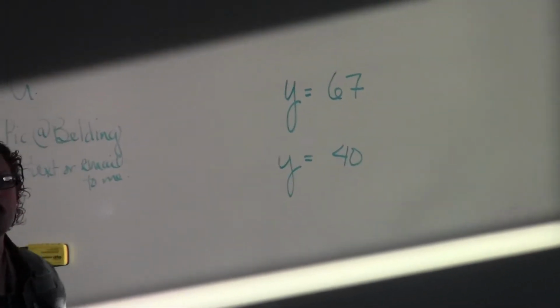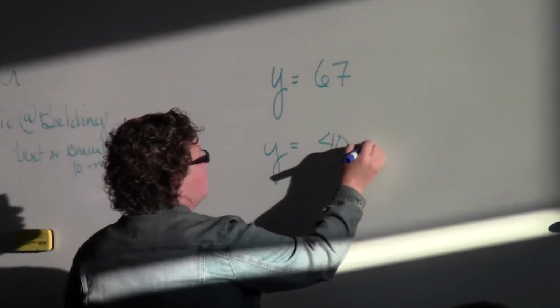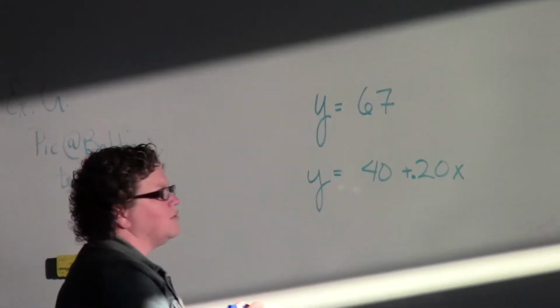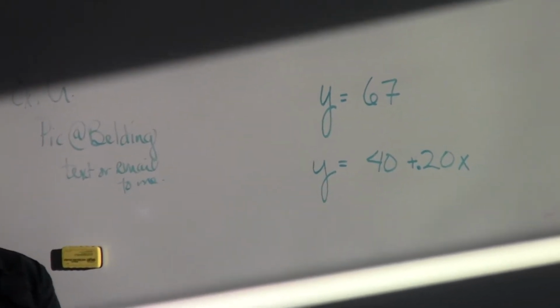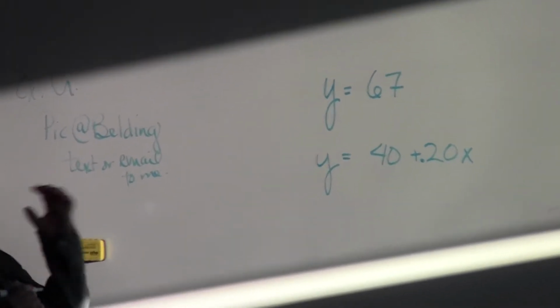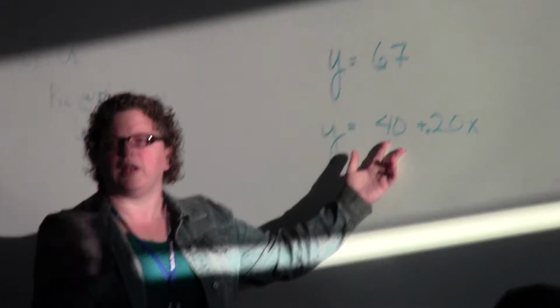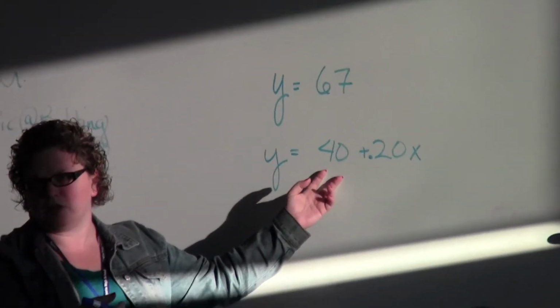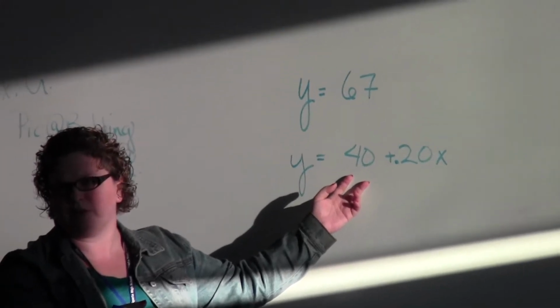For the other texting plan, let's say it's cheaper. Let's say our second option is $40 a month plus 20 cents for every text that we send. So if we send one text, it's going to cost us $40.20. If we send two texts, it's going to cost us $40.40. So that makes sense to everybody?